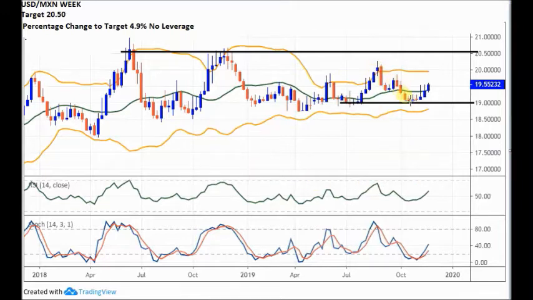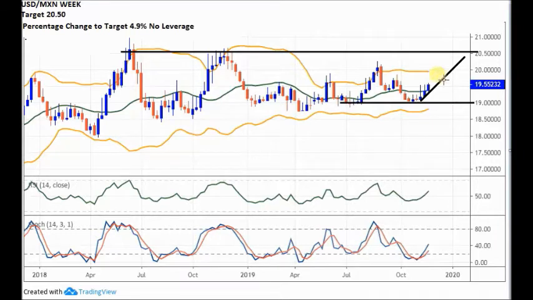Now the USD does come down, hits this major support level at 19, and now for the last 3 weeks we've got higher lows, and that's despite stock markets being firm, all that optimism about trade talks, which should support a risk currency like the MXN.